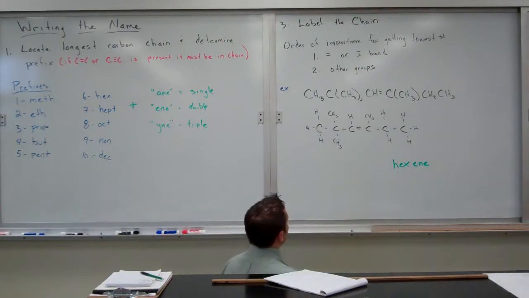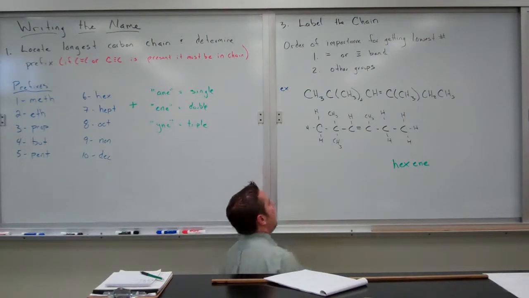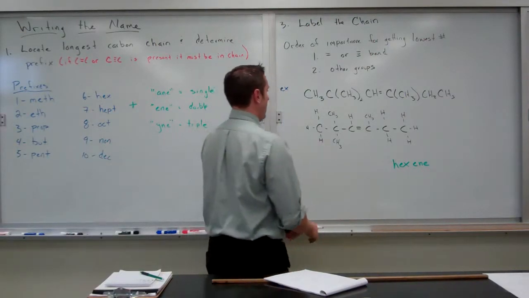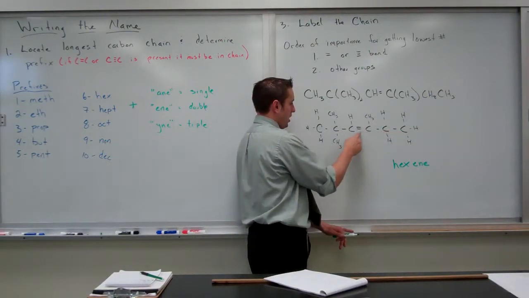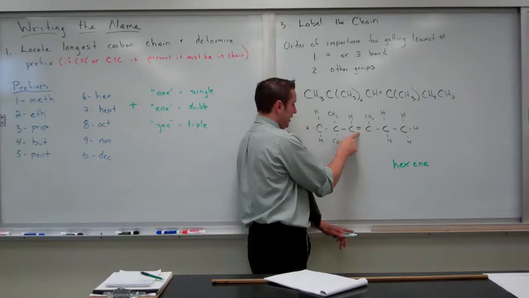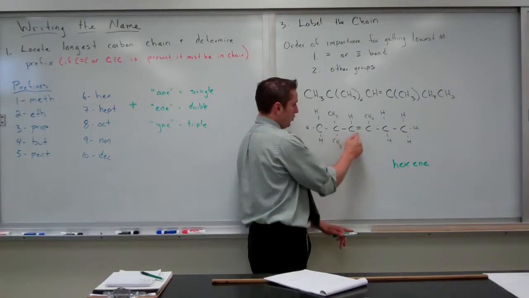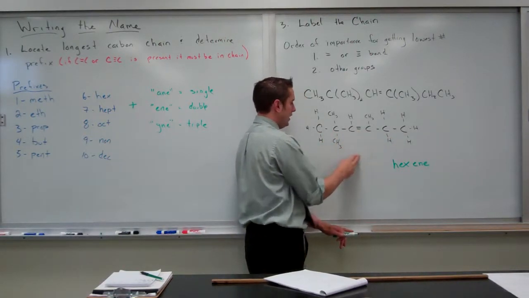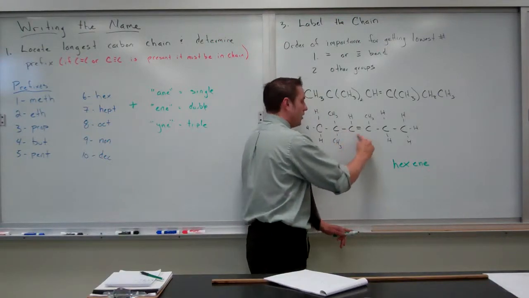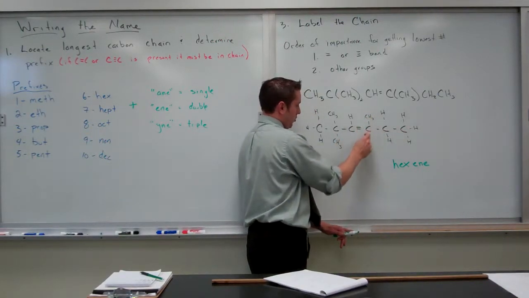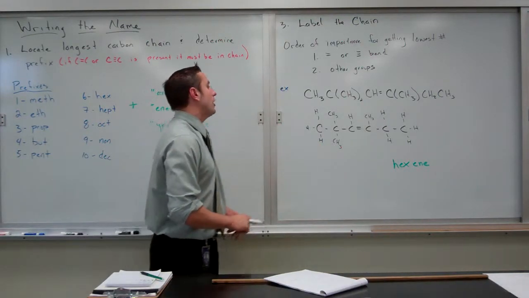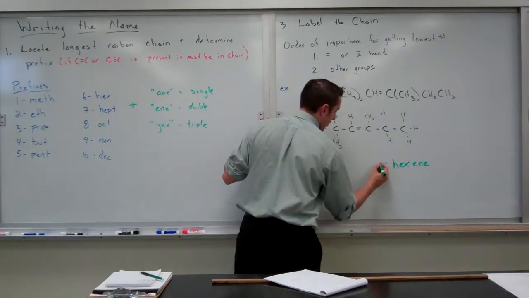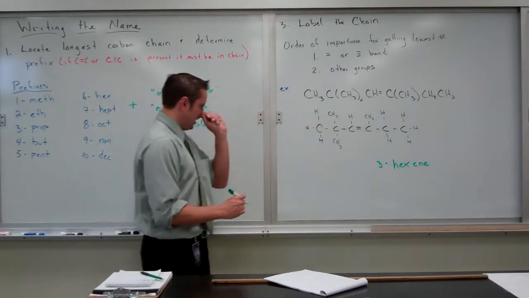So hex-ene. Now I need to number this thing to get that double bond to have the lowest carbon number possible. If I mark the chain this way, it's 1, 2, 3, 3 hexene. Marking it another way, it's also 3 hexene. 1, 2, but that wouldn't be a chain of 6, so I can't do it that way. So it's going to be 3 hexene.